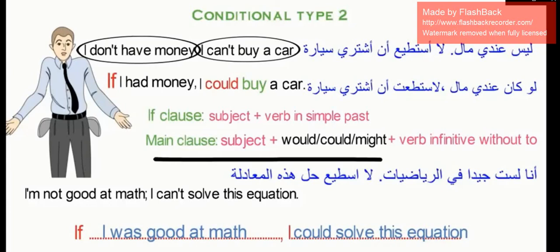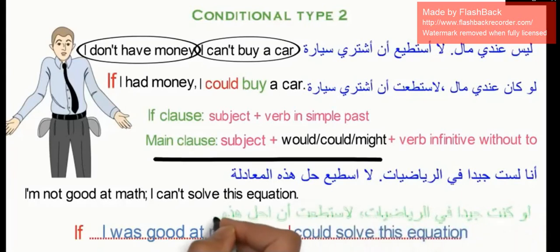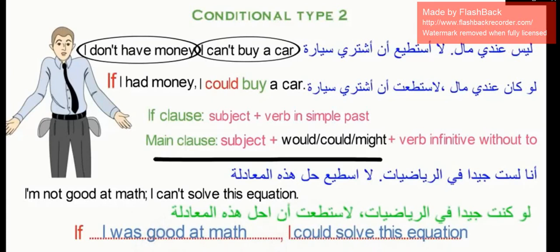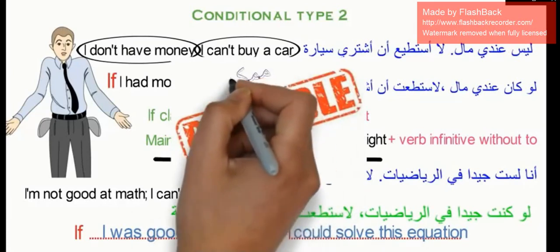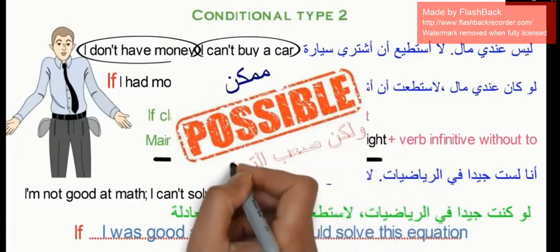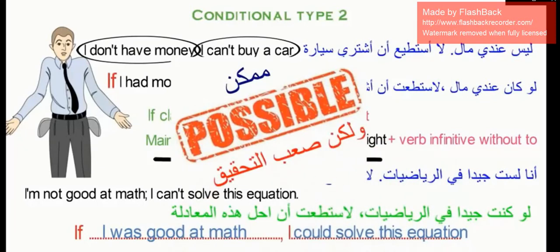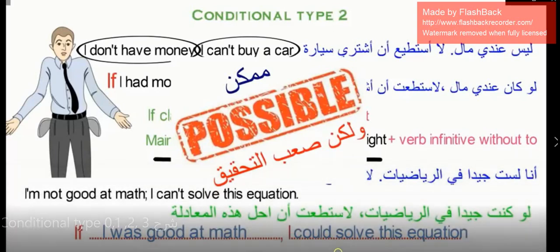طيب نرجع بقى للسؤال. When do we use conditional type 2? We use it to express that something is possible, but difficult to do. Something which is difficult. It's not impossible, no. It's just difficult, very difficult to do the condition.